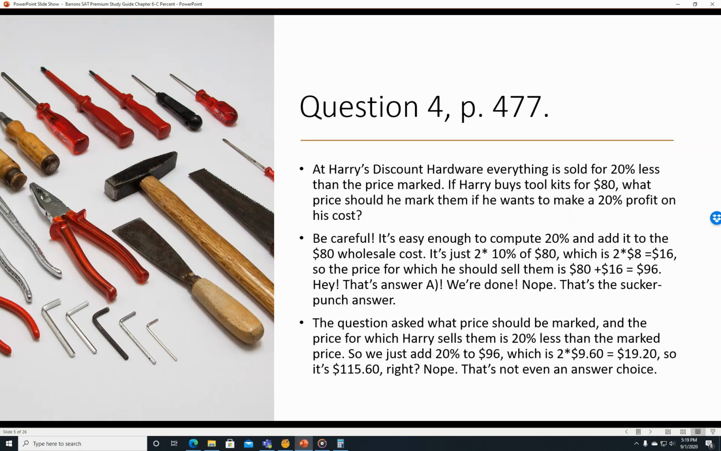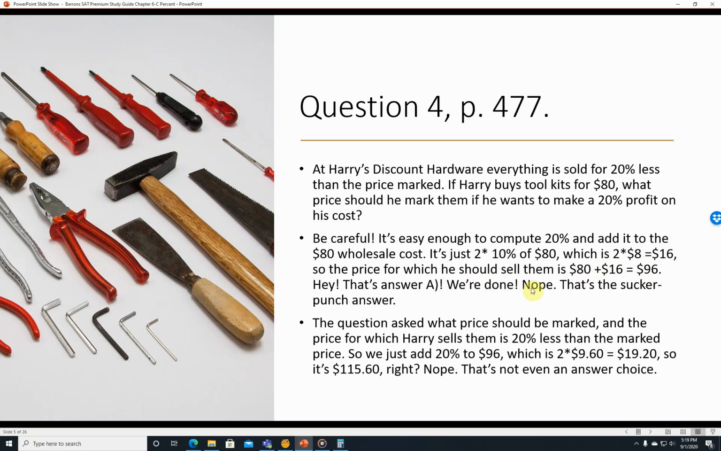It's easy enough to compute 20% and add it to the $80 wholesale cost. It's just 2 times 10% of 80. So from what we did before, we know 10% of 80 is just $8. So 2 times $8 is $16. So the price for which he should sell them is $80 plus $16, which is $96. Hey, that's answer A. We're done.